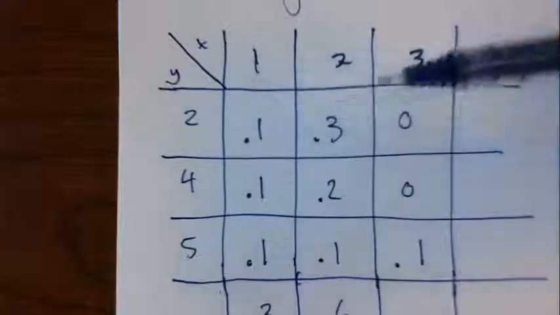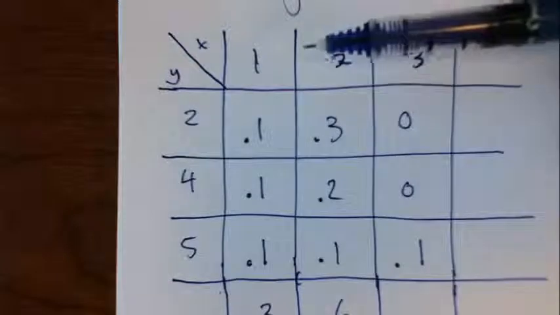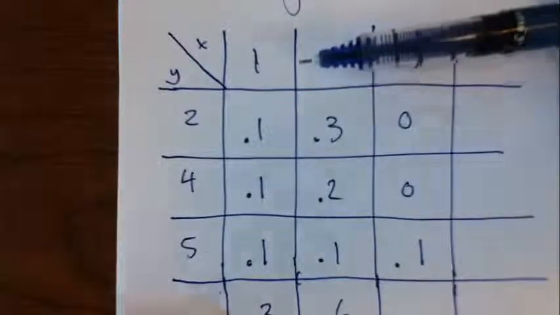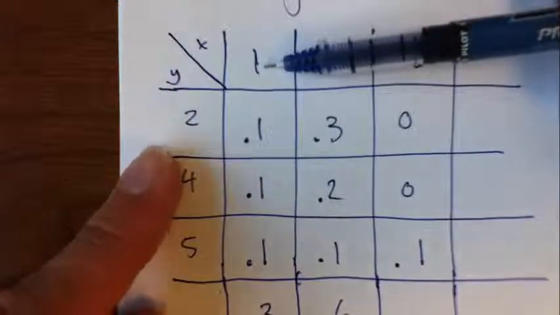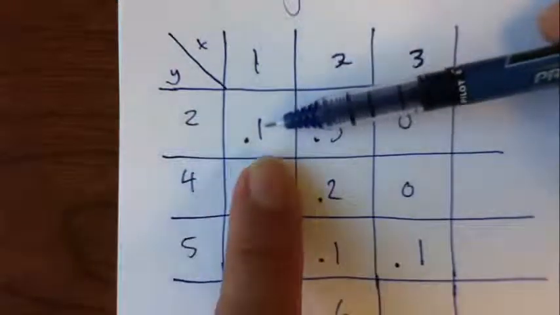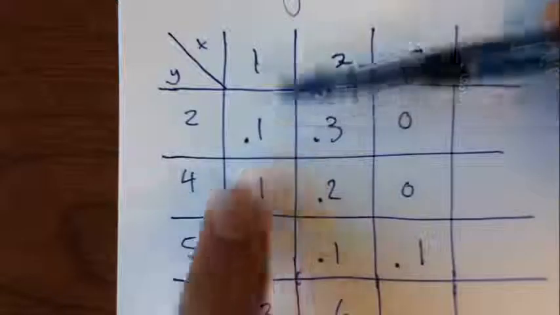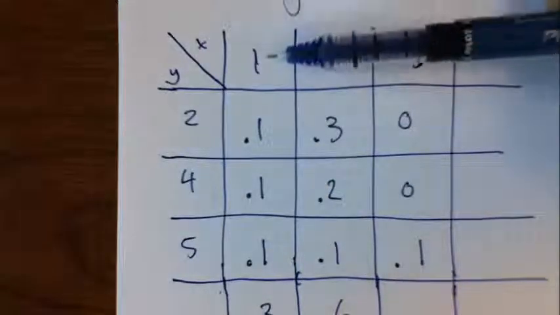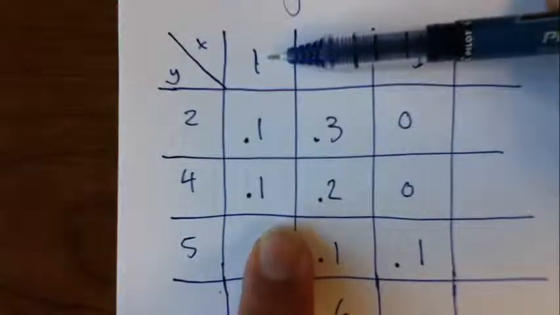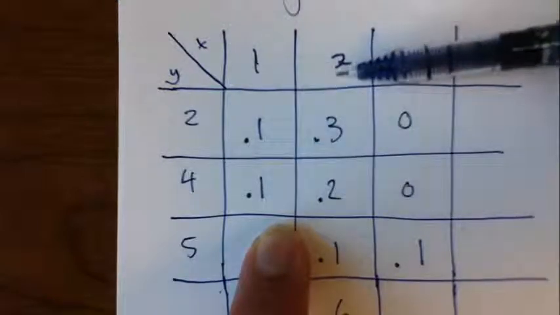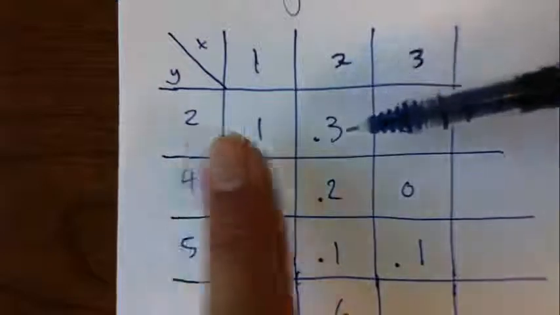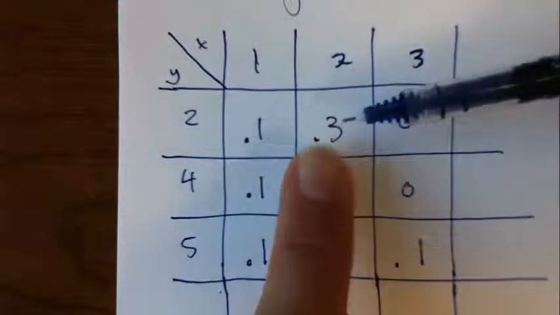This is a joint discrete distribution, right? X and y are both discrete random variables. The probability that x is 1 and y is 2 at the same time is 10%. The probability that x is 1 and y is 4 is 10%. Okay? The chance that x is 2 and y is 2 at the same time is 30%.